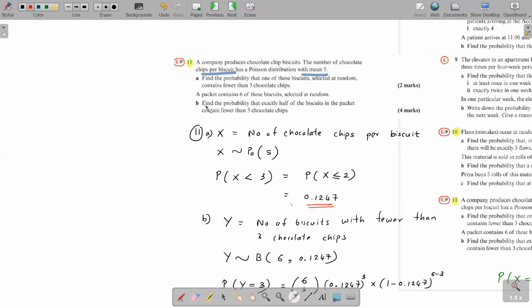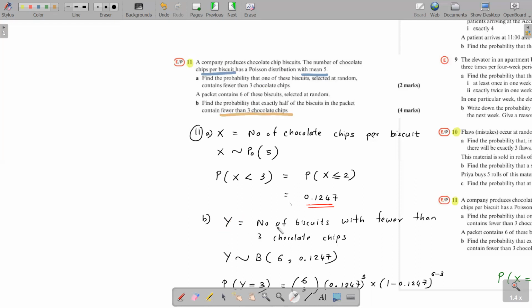So the packet has 6 biscuits and you need to find the probability half of the biscuits are having fewer than 3 chocolate chips. So guys, we know in a single biscuit, the probability of having fewer than 3 chocolate chips is 0.1247. Can you see that? That we know. So what you need to do here is, you have 6 biscuits, which means 6 is the number of trials, and define the probability of success as having a biscuit with fewer than 3 chocolate chips. That's the successful event now.